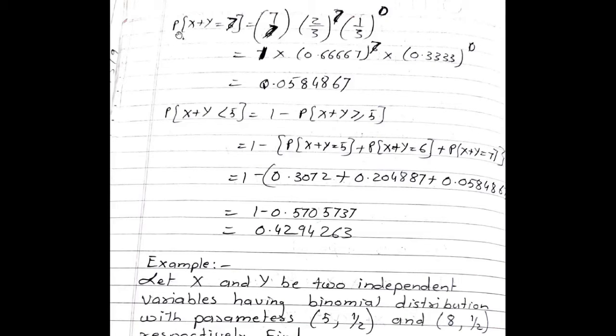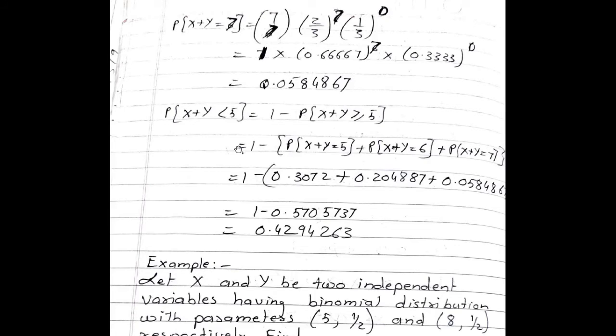Then probability X plus Y equal to 7 is considered as 7C7, 2 by 3 raised to 7 and 1 by 3 raised to 0. So 7C7 the value is 1, and 0.3333 raised to 0 the value is 1. So 0.66667 raised to 7, the answer is 0.0584867.